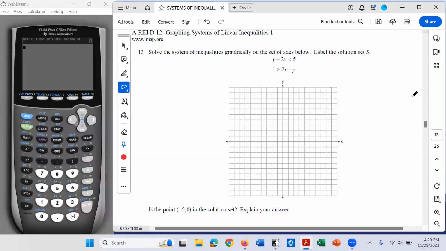All right, let's get ready to roll. Number 13. And let's take it step by step. First thing I have is y plus 3x less than 5. And I want to get y by itself.